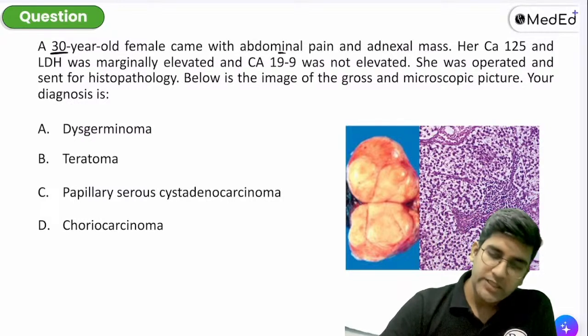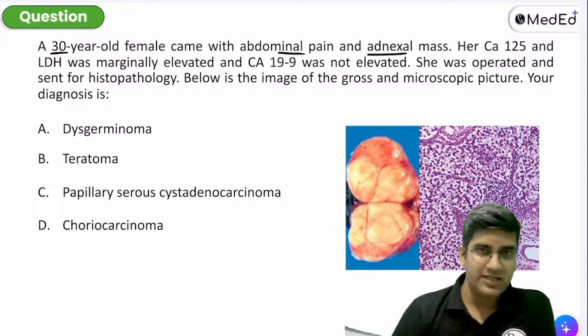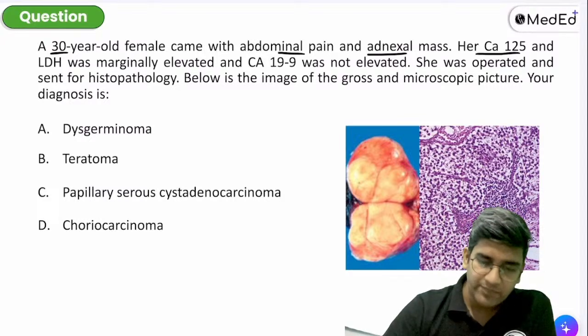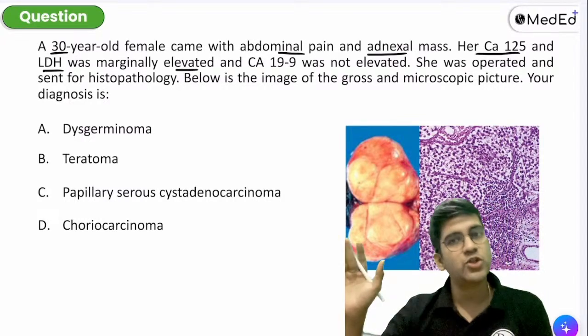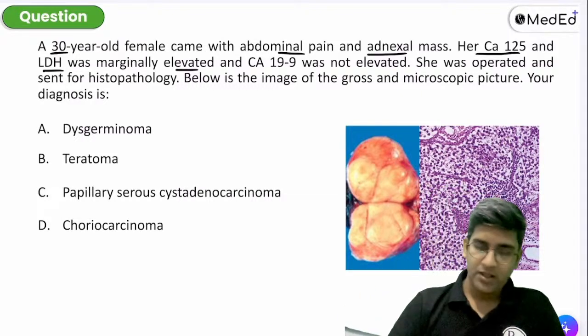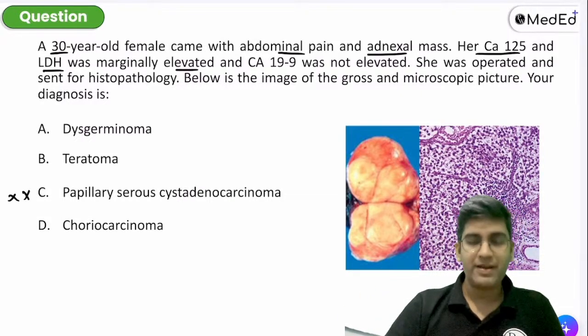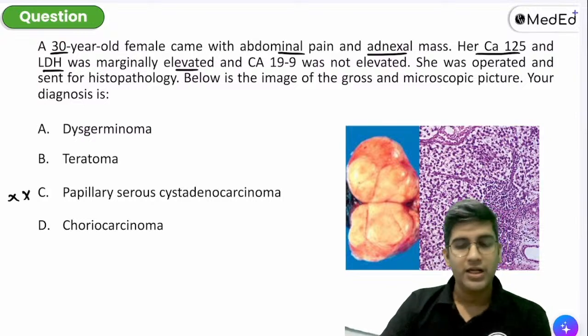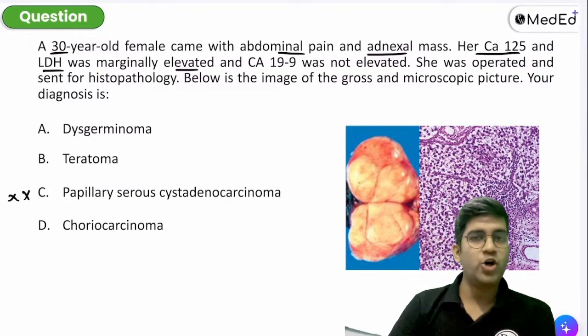30-year-old female with abdominal pain and adnexal mass, CA125 and LDH are elevated. So can I say it's an ovarian lesion? It's a lesion from the ovary, right? I can remove this option because papillary serous adenocarcinoma is not very common at 30 years.